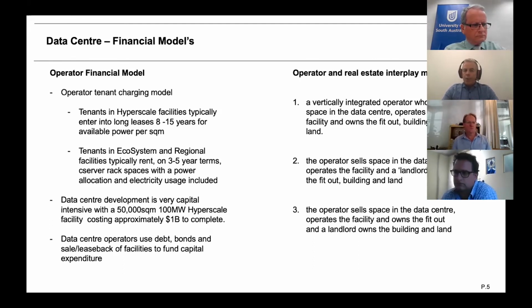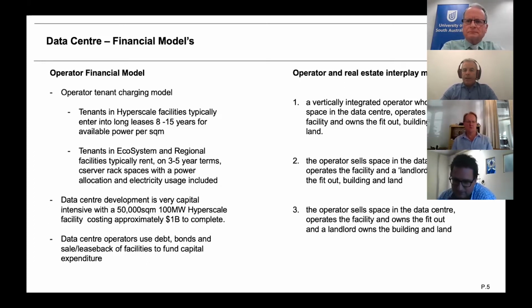So that's how an operator makes his money, and typically he has a sales force that would sell this type of agreement to end users. So it's a bit unusual in commercial property where you actually have your own internal sales force, but that's reflective of the specialized nature of the asset class.